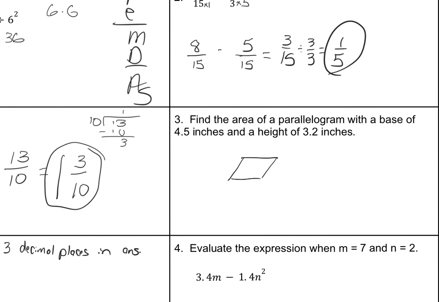Find the area of a parallelogram with a base of 4.5 and a height of 3.2. Remember, area equals base times height. You work it out. Your answer will be in inches squared.